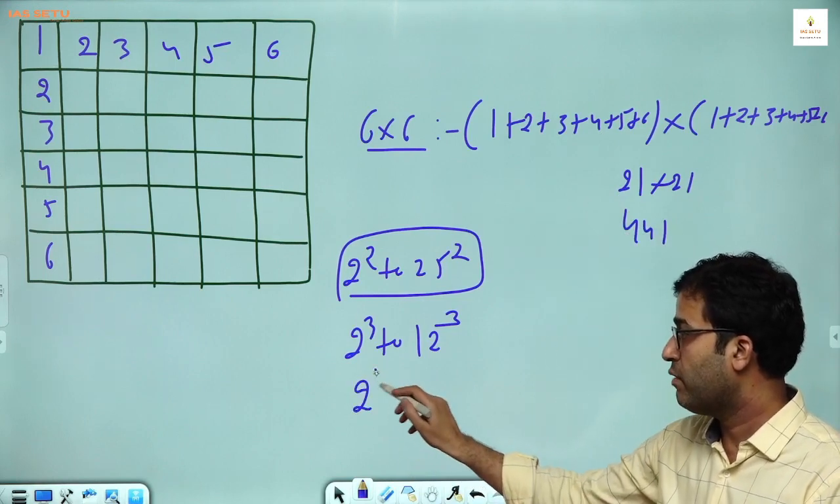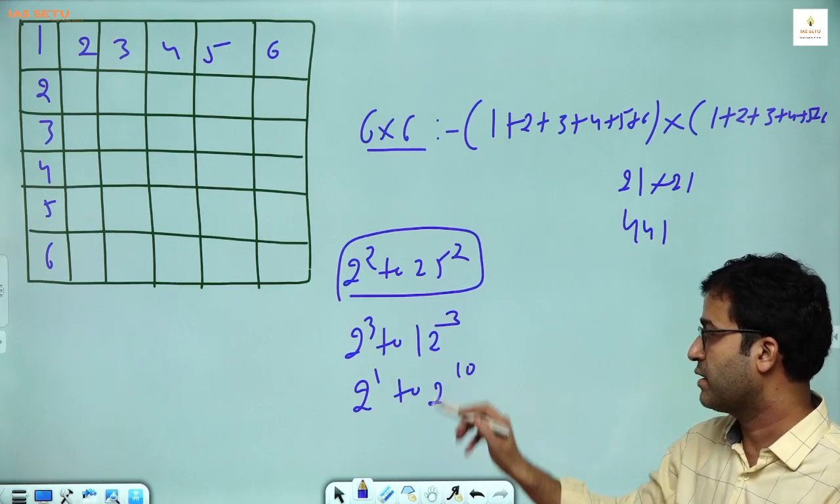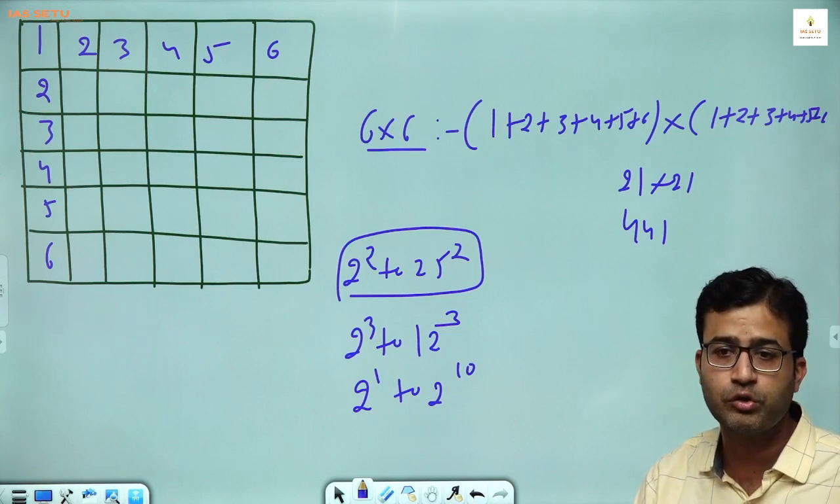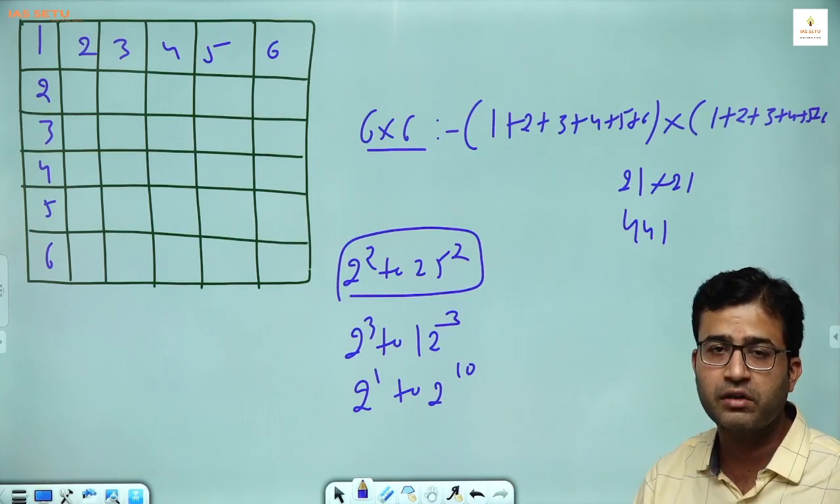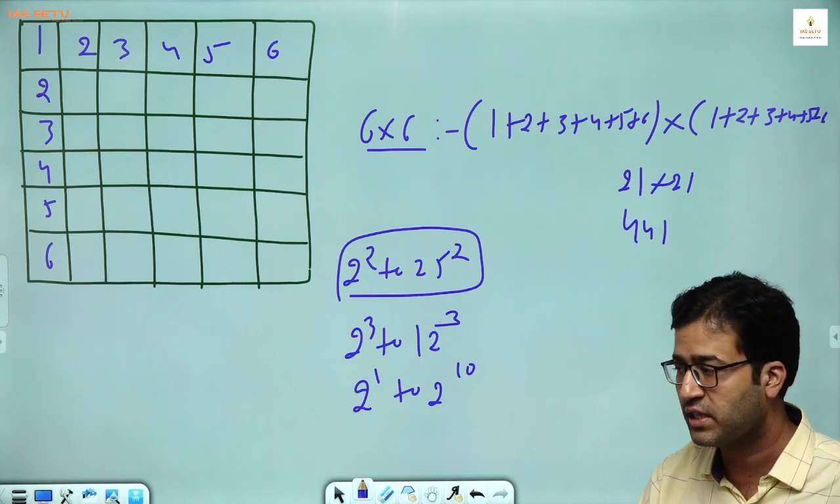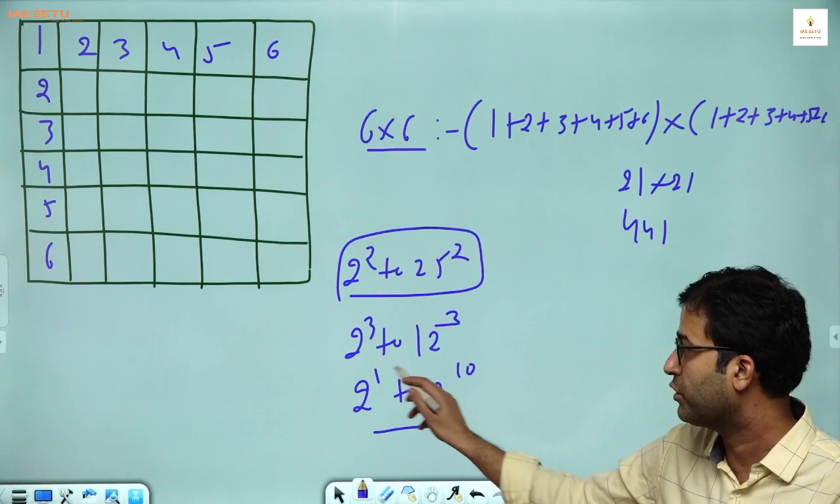Even 2 to the power 1 to 2 to the power 10. 2, 4, 8, 16, 32. You should know 32 is 2 to the power 5. 64, you should know it is 2 to the power 6. 128, 2 to the power 7. So you should know all these things on its face.